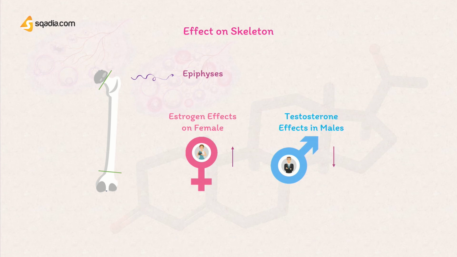Let's talk a little bit about the epiphysis. The epiphysis is the area of the long bone where bone growth takes place. The long bones grow from inside out. When the bones need to grow, they grow from the epiphyseal plate and push new bone outward.